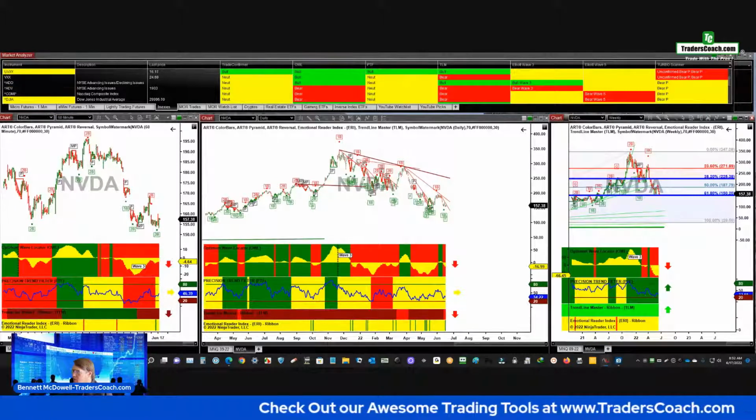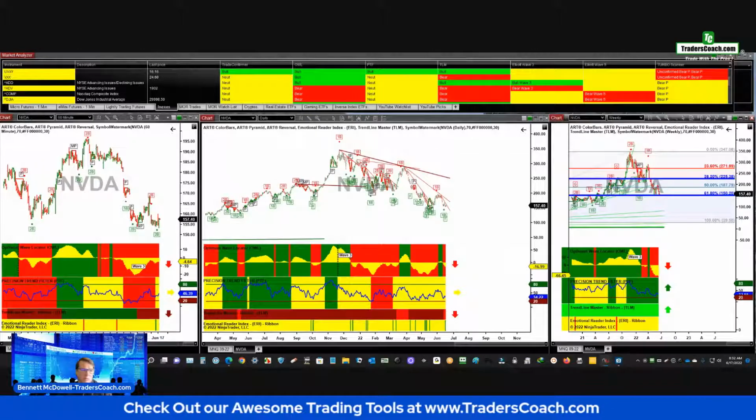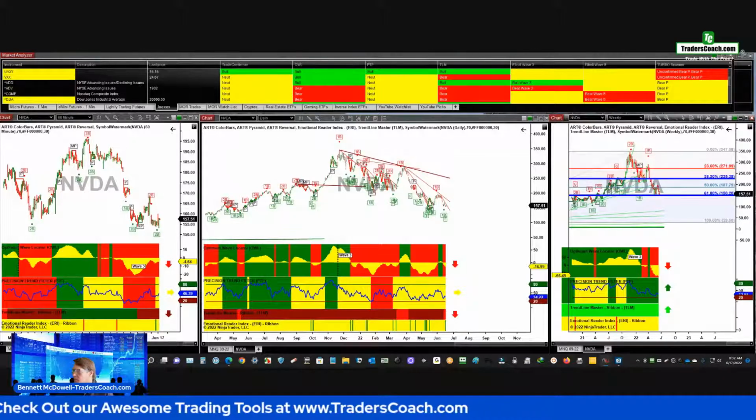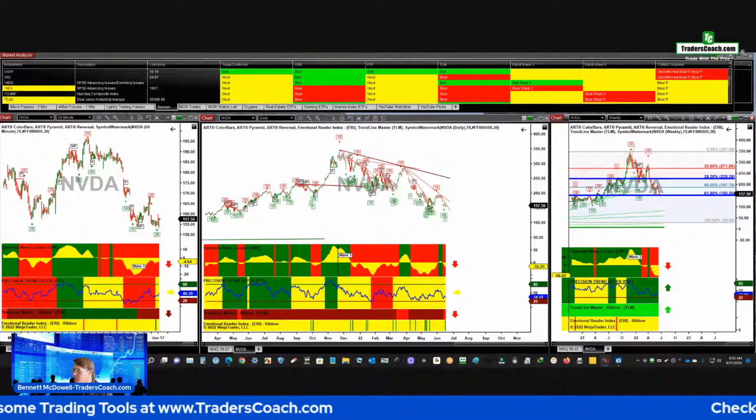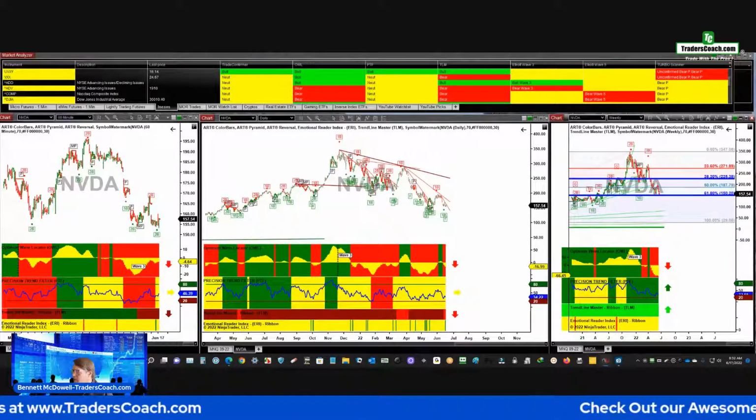All right, too late to short NVIDIA? Absolutely. Yeah, you don't want to short it now. It's already in the target range. But look for the long trade, okay?